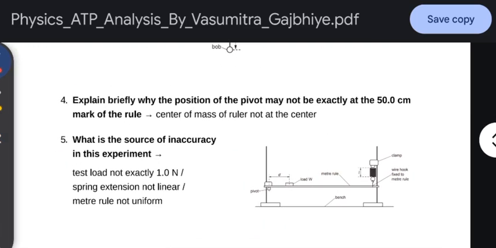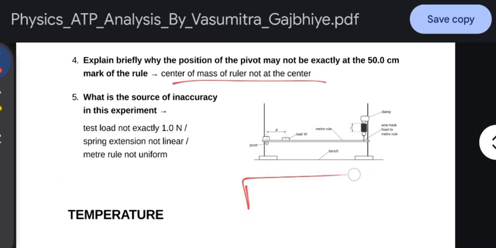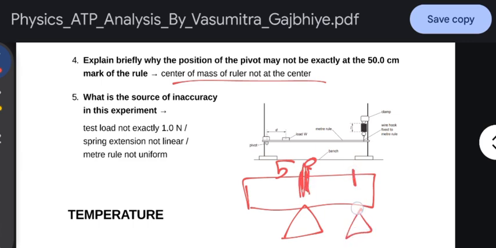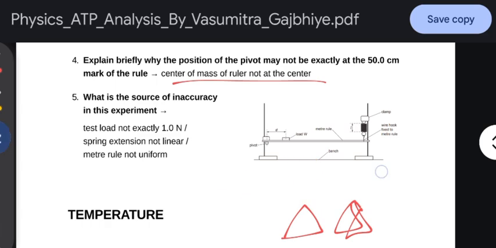Explain briefly why the position of the pivot may not be exactly at 50 centimeters of the rule. The center of mass of the rule is not at the center. This is easy. What they're trying to say is why the pivot may not be at the 50 centimeter mark. Of course, this is a 100 centimeter rule, maybe its center of mass is not at the center, not at 50, it's somewhere here, so that's why the pivot must be at some other place.